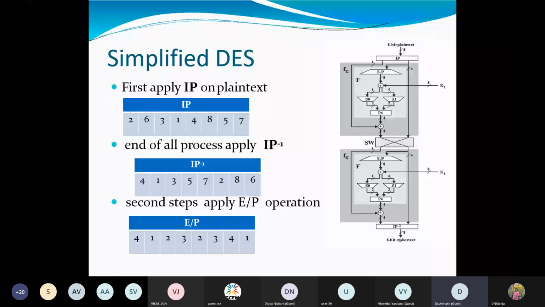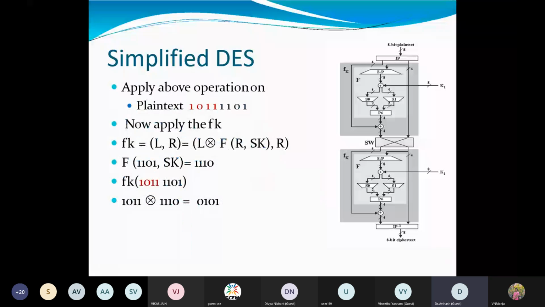It is shifted one bit. So the numbers obtained after shifting are 41357286, and in the second step again we generate the other numbers, that is 41232341. This is the simplified DES. How it works is that when we apply this particular operation on the plain text, that is 10111101, then we have to apply our function key here. So we obtain the number 1110.